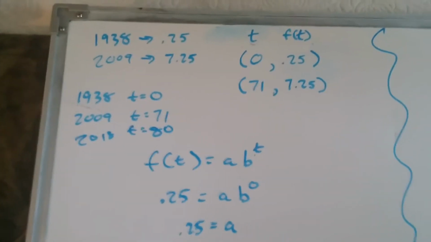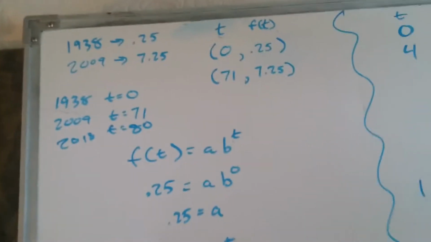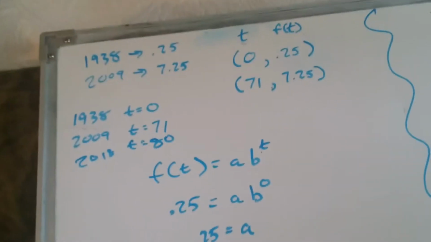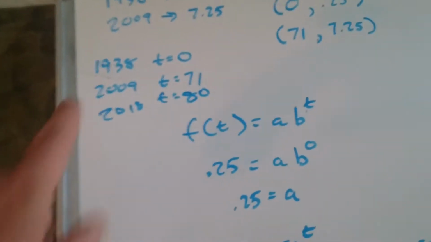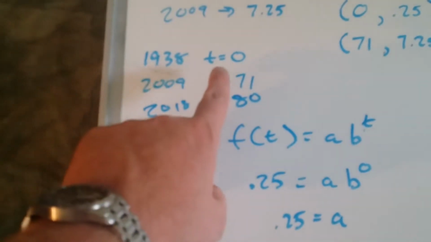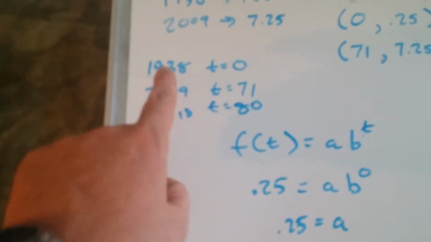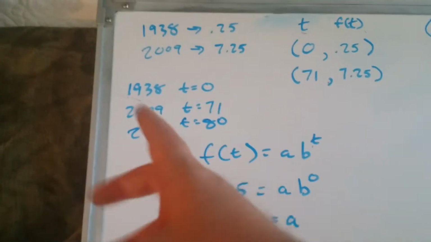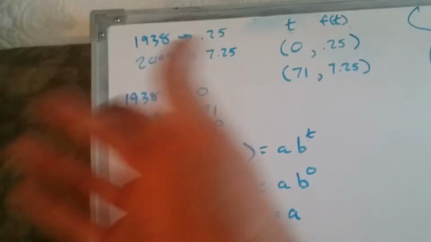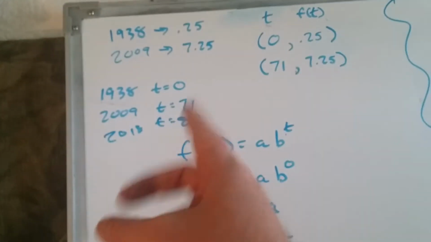First thing, before you even start, you are not punching in 1938 or 2009. It says it started in 1938, which means that 1938 is your starting point. So t is equal to 0 in 1938. 2009 is 71 years later. 2009 minus 1938 gives you 71.